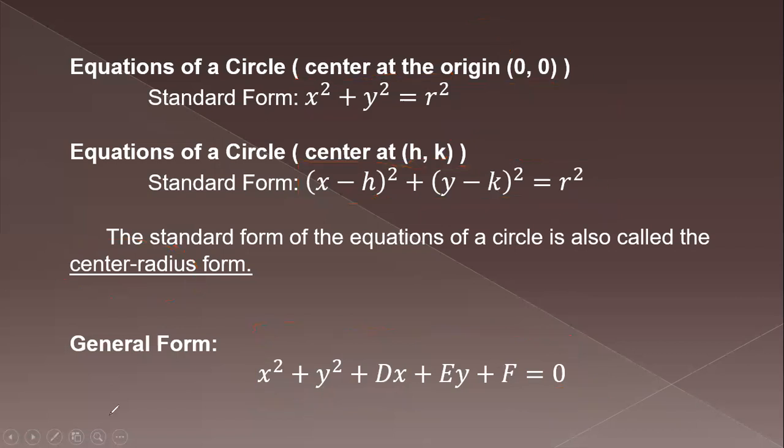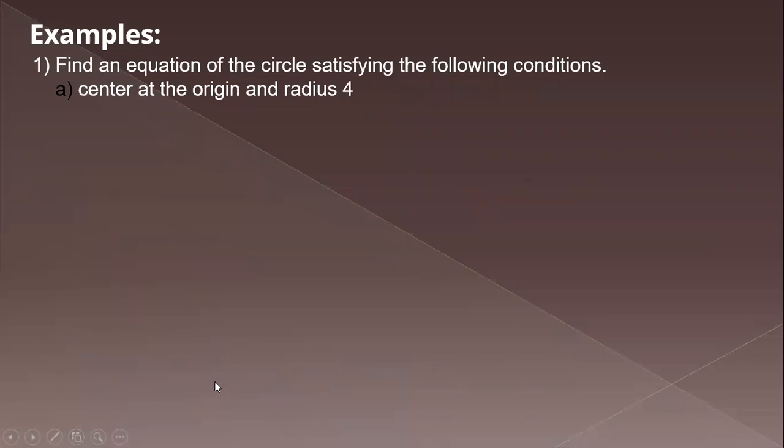Okay, so let us have a specific problem. Find an equation of the circle satisfying the following conditions. Letter A, the center at the origin and the radius is 4 units. Take note that the center is at the origin, so meaning, our center is at 0, 0.